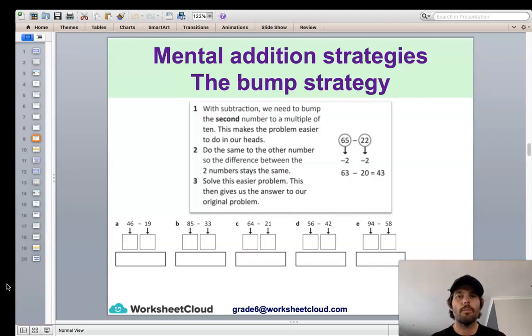So that's why we call it the bump strategy, because we're bumping a number either up or down to a friendly number, a number that ends in 0. And I encourage you guys to have a look at those 5 questions on your screen. Work through them, see if you can come up with the answer. Check your answers by doing the reverse, so do some addition so you can practice that check strategy, and let's see how you guys get on.